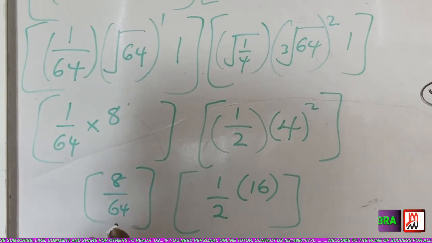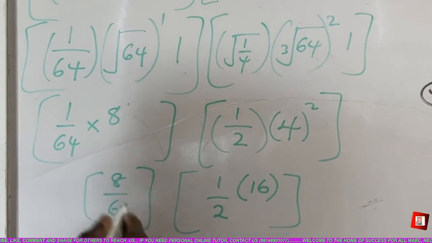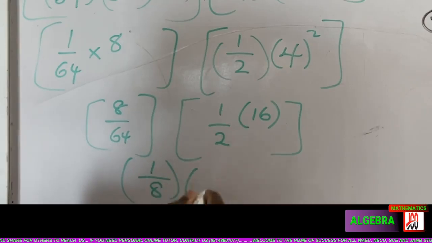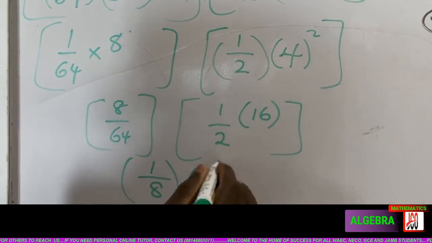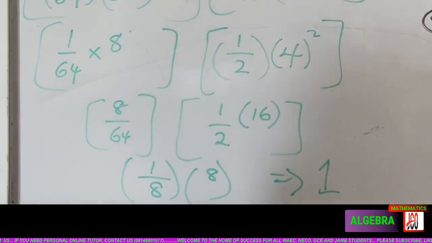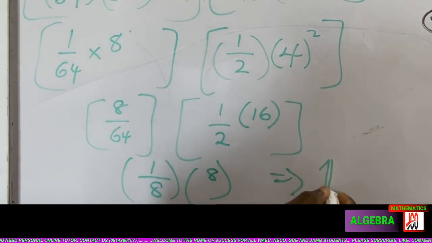So let's work it out now. 8 over 64, 8 here, 8 divided by 8 is 1. 64 divided by 8 is 8. 1 over 8 times 8 gives you 1. That is your answer. The same thing what we got before.